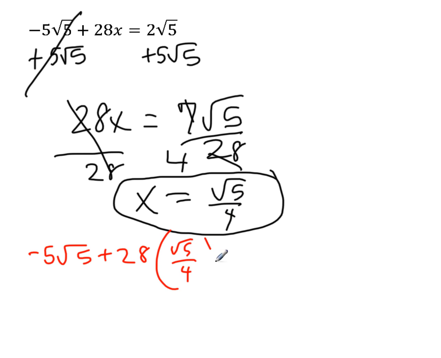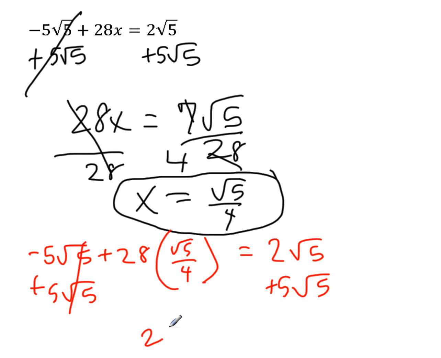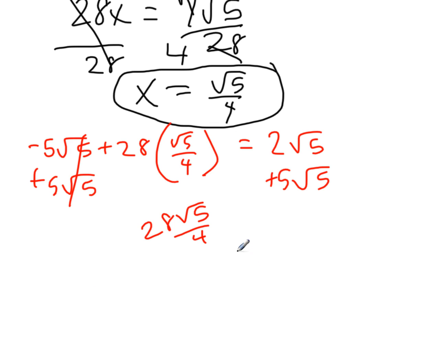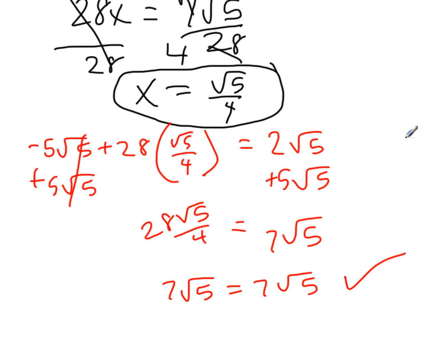Now, if I check my answer, I have negative 5 root 5 plus 28 times root 5 over 4 equals 2 root 5. Okay, so first I'll add 5 root 5 to both sides, and I get 28 root 5 over 4 equals 7 root 5. Well, 28 divided by 4 is 7, so 7 root 5 equals 7 root 5. So that indeed works. But that is pretty tricky, I have to admit.